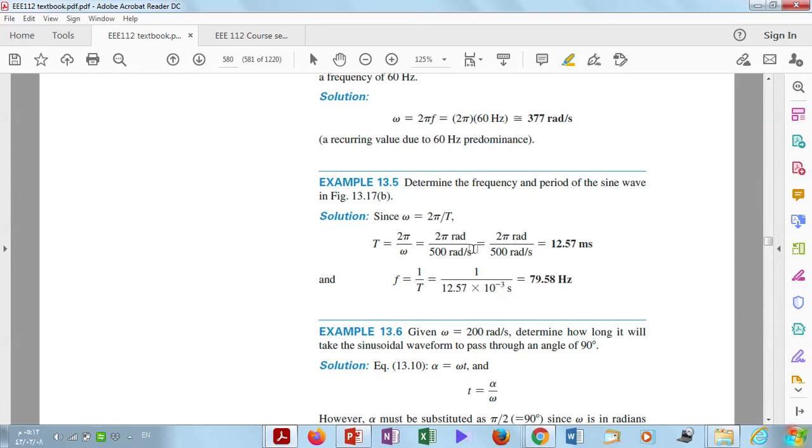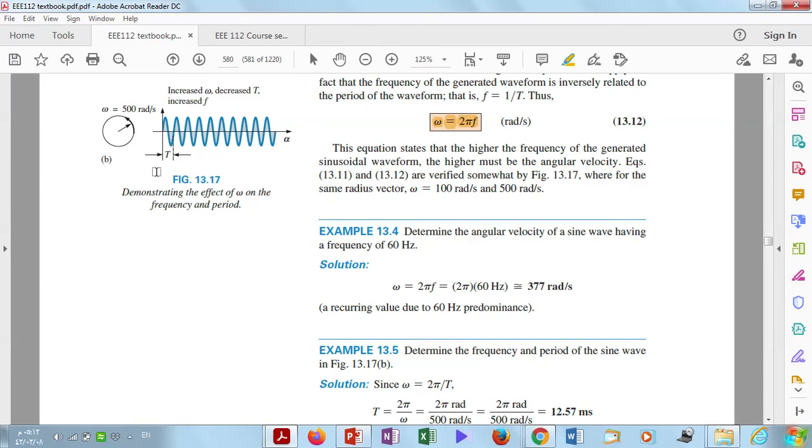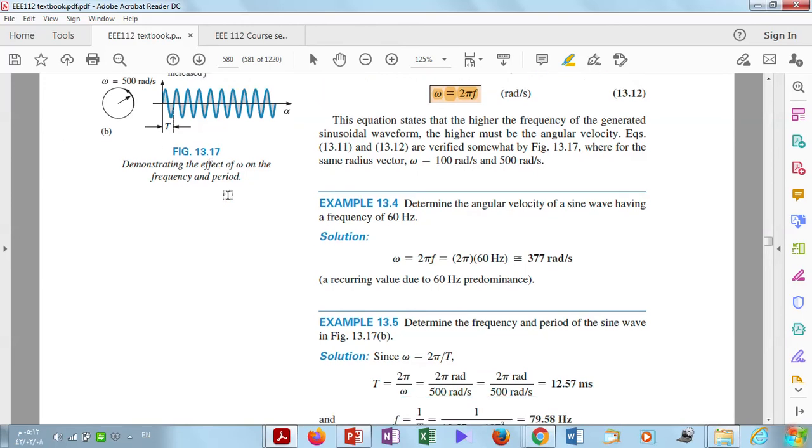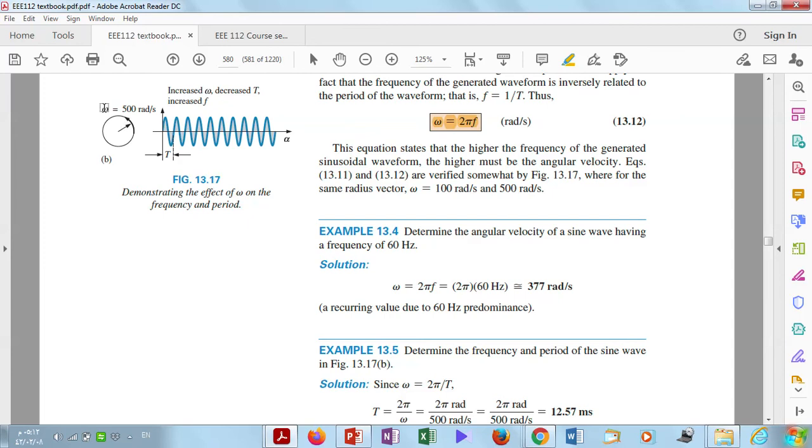Another example: determine the frequency and the period of the sine waveform in figure 13.7. This is figure 13.7 B. The information given here is omega equal 500 radian per second. Then it's required to find the frequency or period.